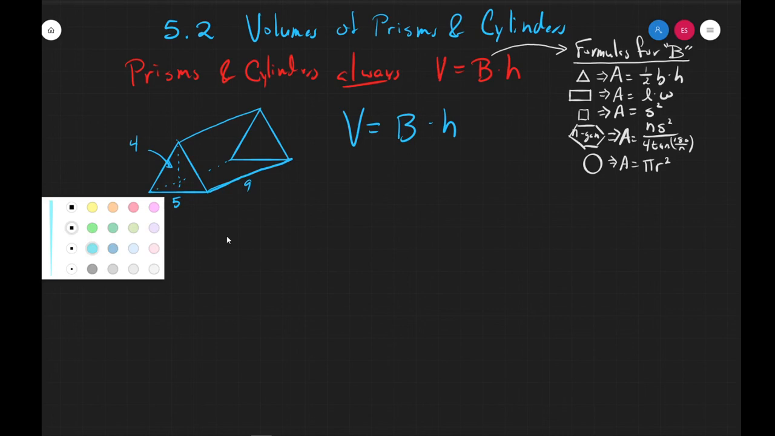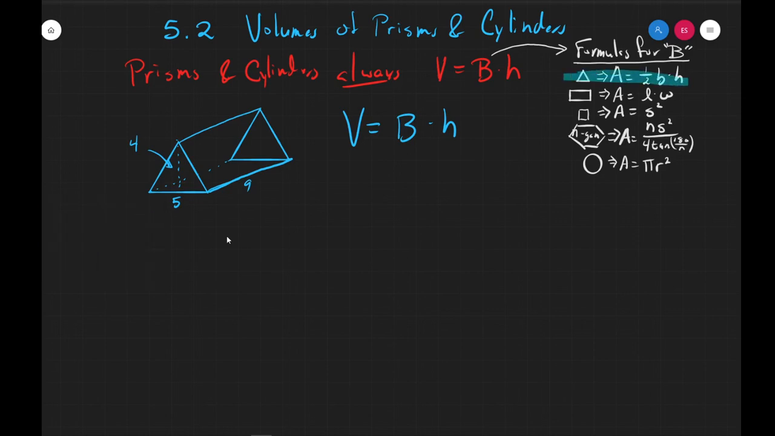Since we have a new shape for our base, we need to use a new formula for that base. So we're going to use this one since we have a triangle. So our base calculation is going to be 1/2 times the base of our triangle times the height of the triangle. So this is not the same height. This is the height of our prism. This is just our triangle. So we're going to take that times the height of the prism. Okay, so 1/2 base times height.